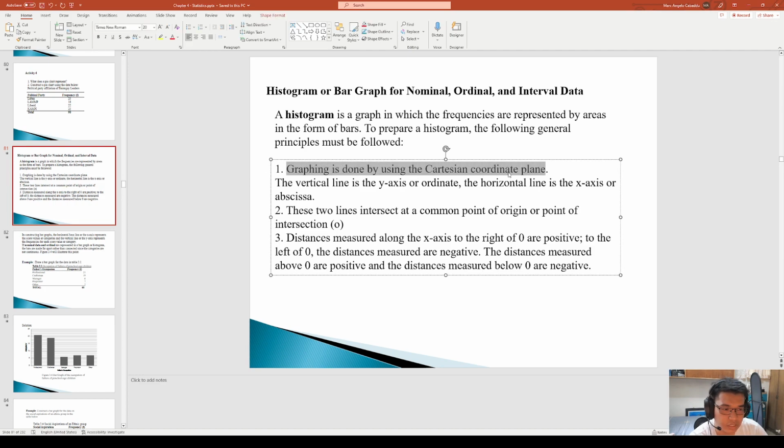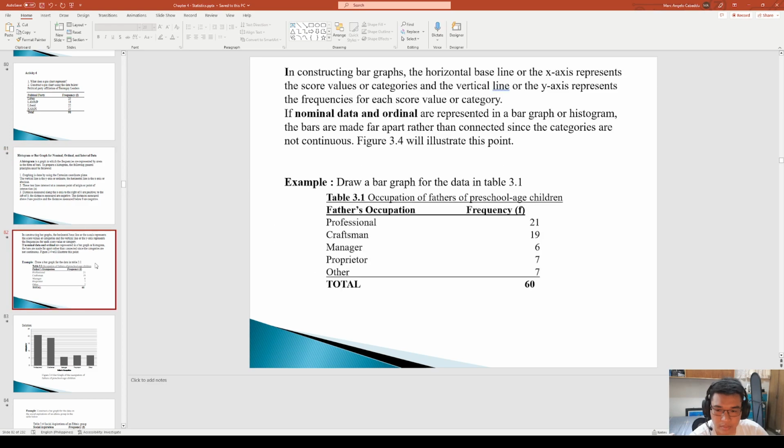First, graphing is done using Cartesian coordinates. We have your x and y components, where y is the frequency and x is the categories. Number two, two lines intersect at a common point, or the origin, as we know for the Cartesian plane. And number three, distances measured along the x-axis to the right are positive, and to the left of zero are negative. So we already know that from our math subject.